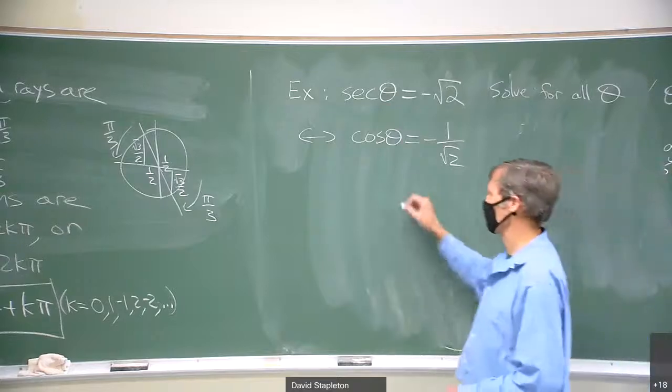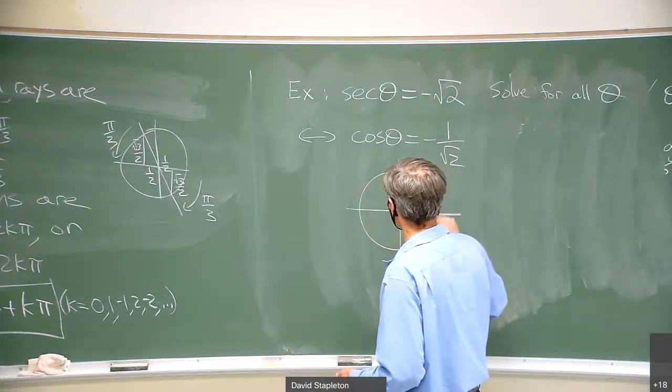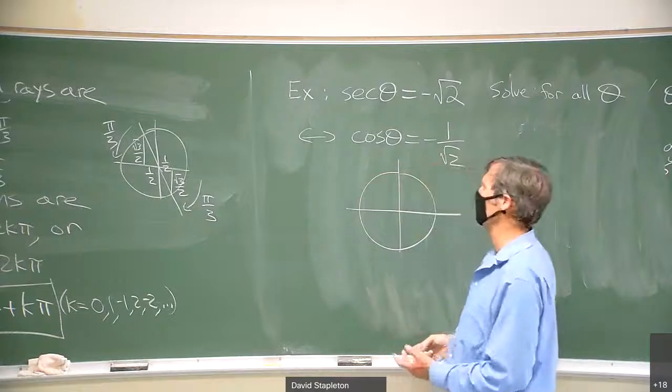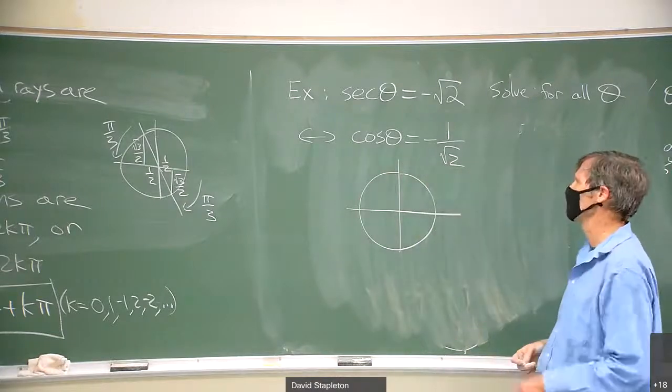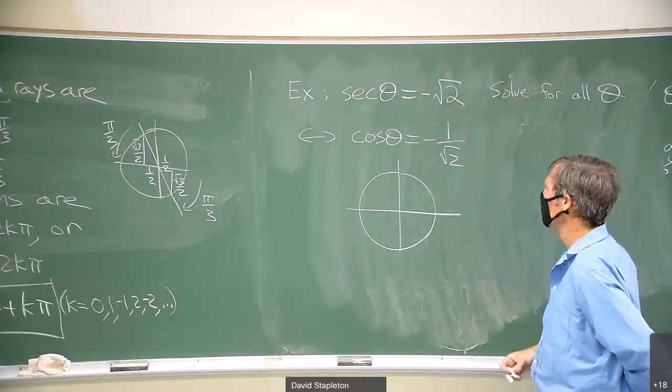Now you do it in the unit circle. But see, that's the trick. We have trig function equals a number, you go to the unit circle, but it's a little different for sine and cosine than it is for tangent and cotangent than it is for secant and cosecant. For secant, cosecant, just rewrite it as sine or cosine.